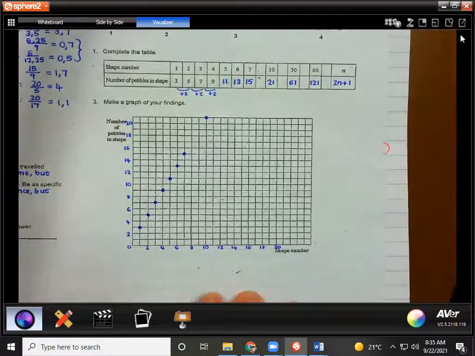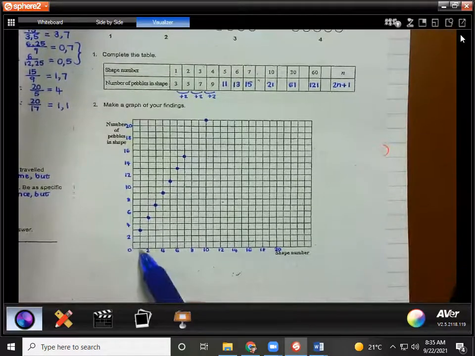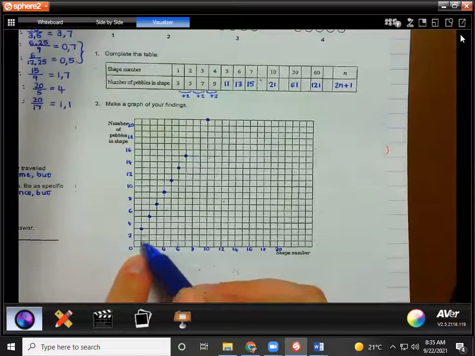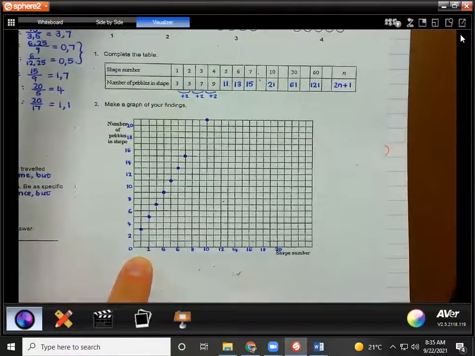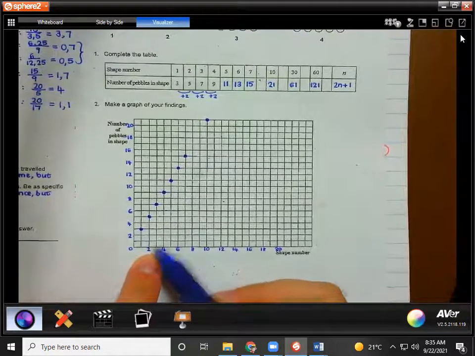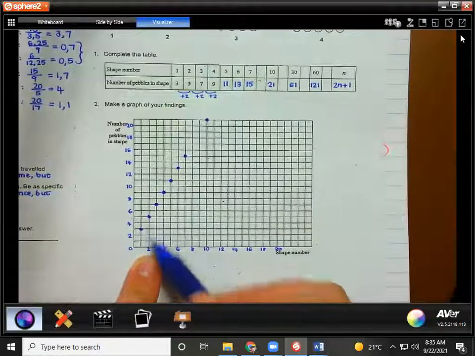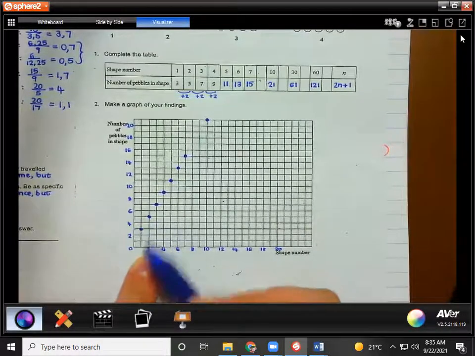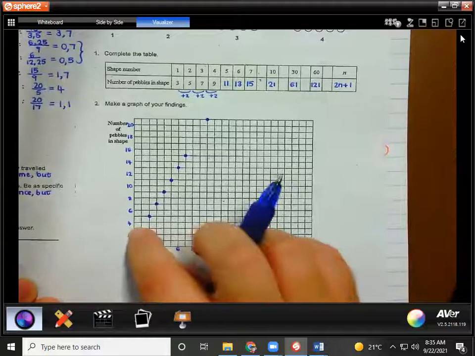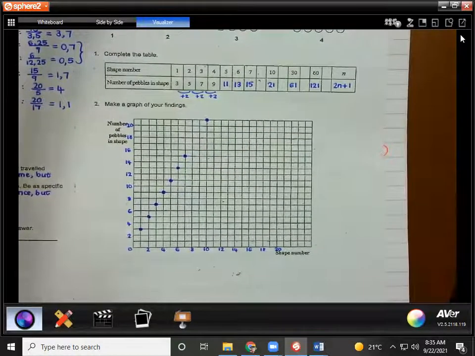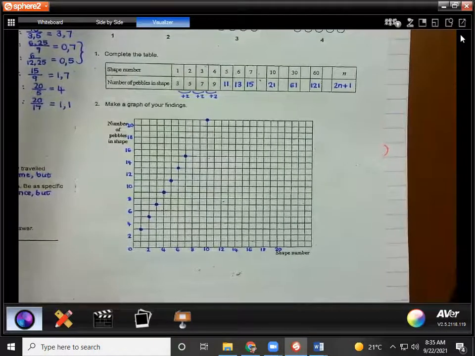But basically, they want you to, if your shape number is 1, your number of pebbles was 3. So you're going to go at 1 and then 3, and then you have a point there. Okay, but you guys have done graphs like this in bio, so you should have been fine. If your shape number is 2, your number of pebbles was 5. So you go to 5 there and you plot a point there. And guys, do you notice that we're getting like a straight line here? If we were to draw a line through all of those points, it would actually give us a perfect straight line here.